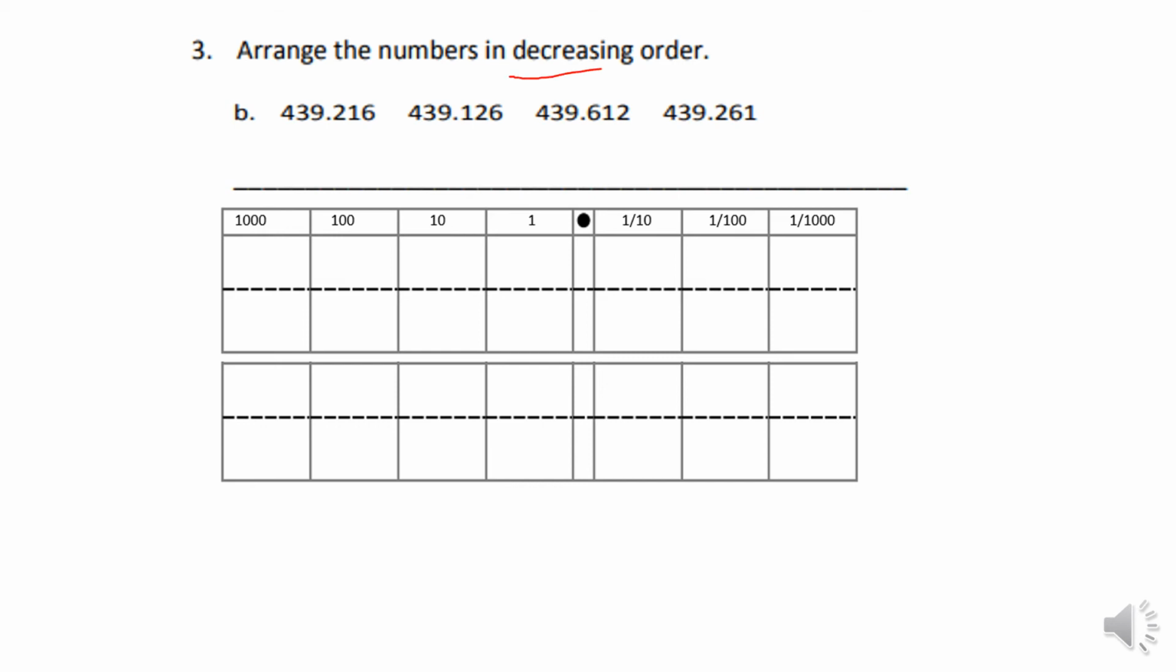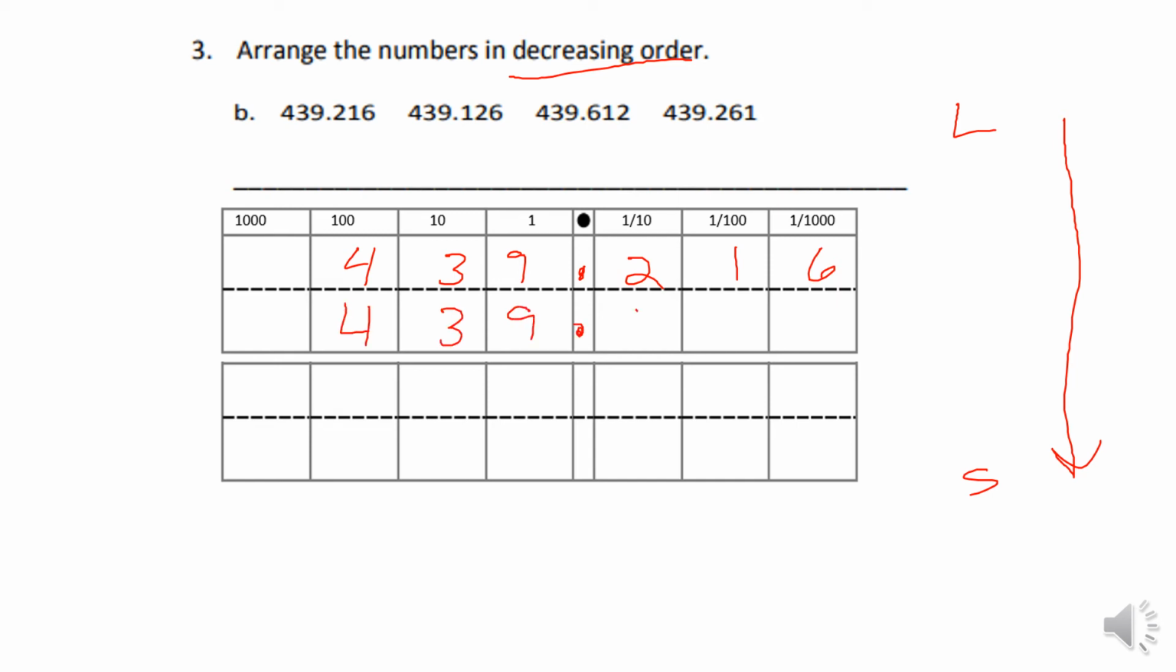Okay, in question 3, we're comparing these numbers and we're looking for decreasing order. That means we went the largest to the smallest, and we're going to find our largest one first. So I'm going to start by writing the numbers down: 439 and 216,000, 439 and 126,000, 439 and 612,000, 439 and 261,000. I forgot my and in there.